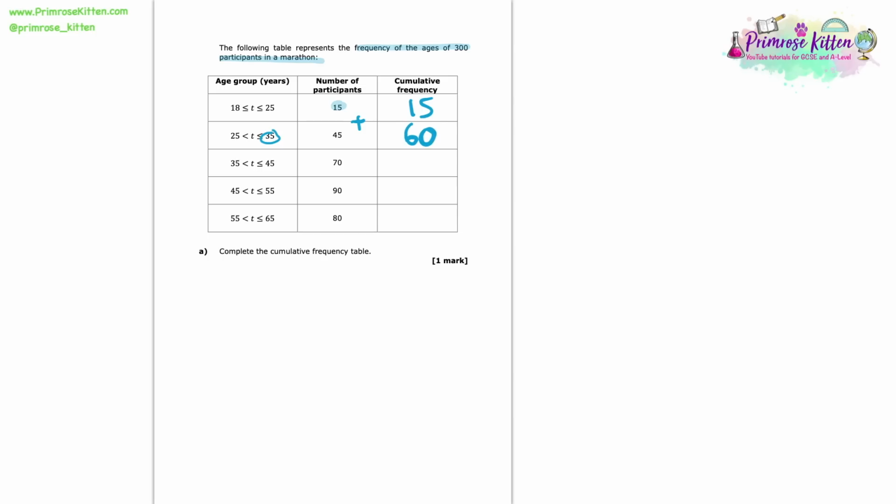So next we need the cumulative frequency up to 45 now. So that means that we also want to add on the 70. So that gives us now 130 for the cumulative frequency up to 45. Next we need the cumulative frequency up to 55. To get that, we're just going to add 90 onto the 130 we already have, getting 220.